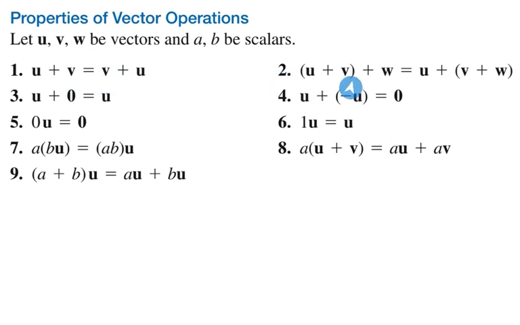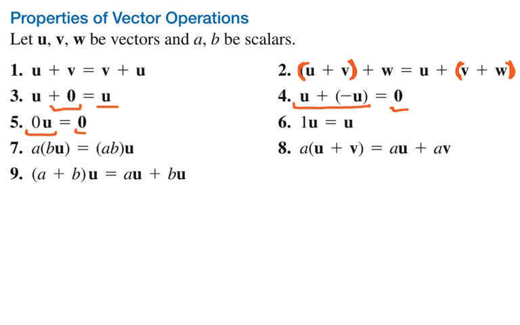2 is our associative property. u plus v plus w is the same as u plus v plus w. So the parentheses are associating it differently, but we can still get that same answer. The identity property of addition: if you add the 0 vector, the vector does not change. Inverse addition: if you add the opposite vector, a vector plus its opposite is going to give you the 0 vector.